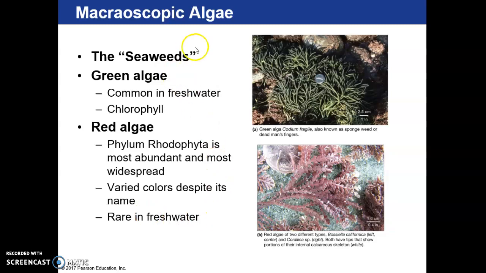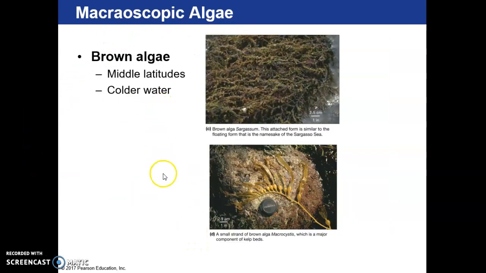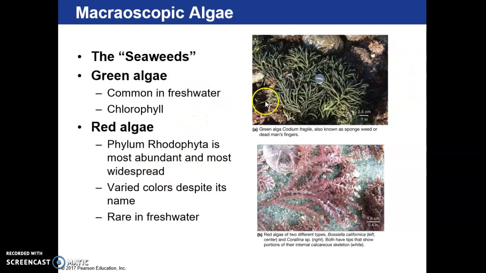We also have macroscopic algae, which are categorized as the seaweeds. So all of your seaweeds fall under this category, and they're actually algae, but they look like plants a lot of the time. And they're broken down into green algae, red algae, and brown algae. Green algae you have common in freshwater. So these algae will likely not be part of our food web unless your creature lives in brackish waters like estuaries and such.